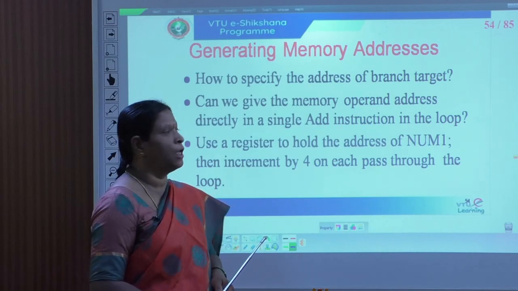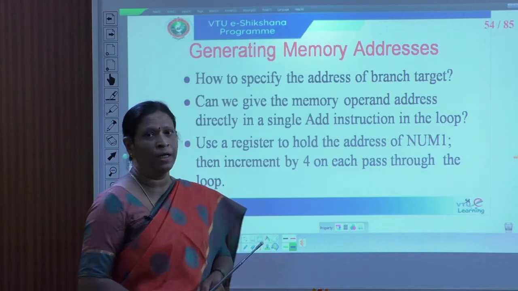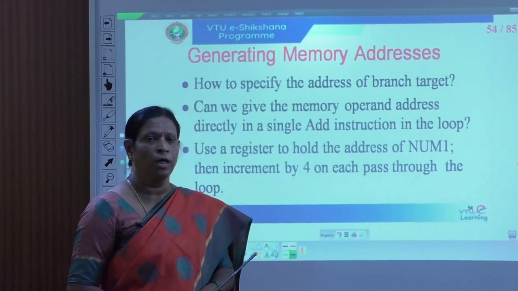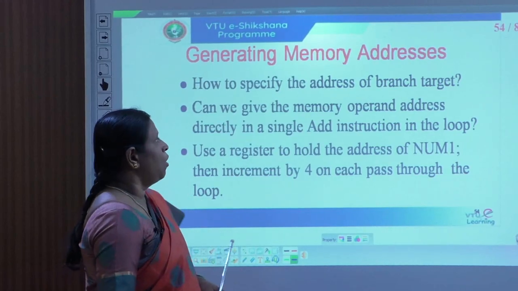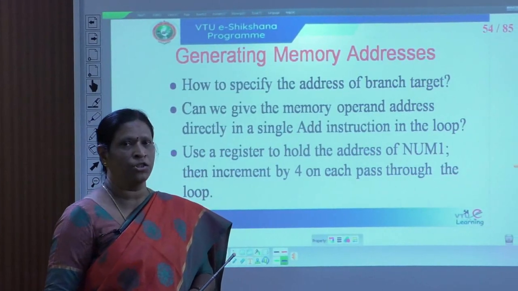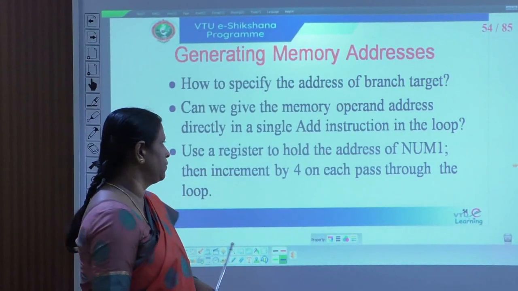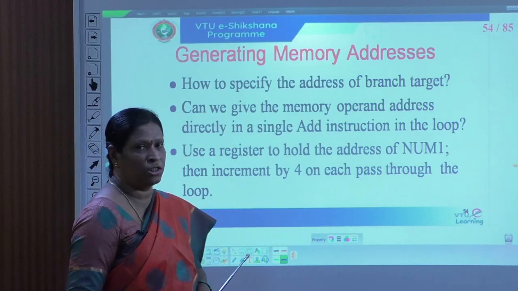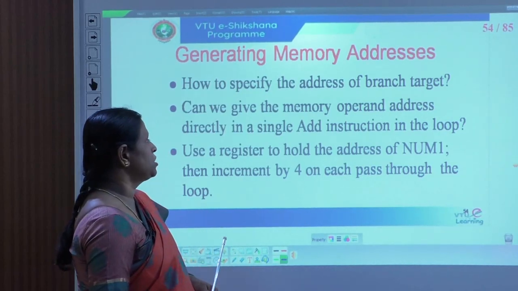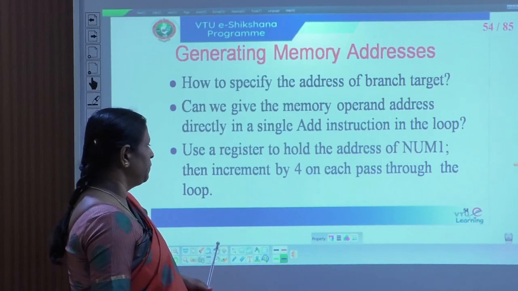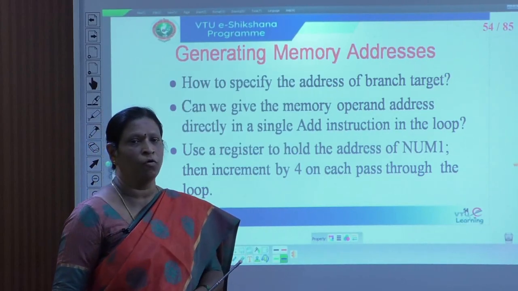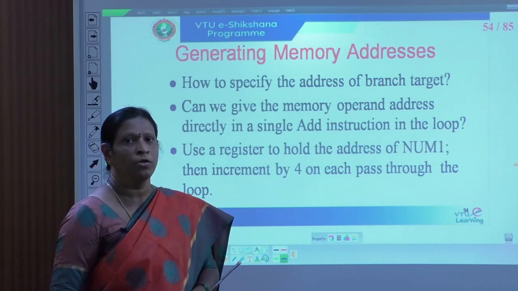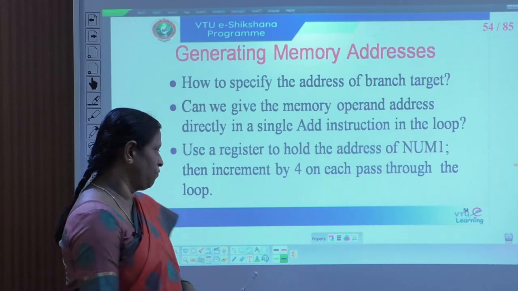we shall see how we have to generate the memory addresses and what is the need for addressing modes, right? How do we specify the address of a branch target? That question needs to be addressed. Can we give the memory operand address directly in a single add instruction in the loop, and use a register to hold the address of a memory location, then increment by 4 on each pass through the loop? All such questions can be addressed using the concept of addressing modes.